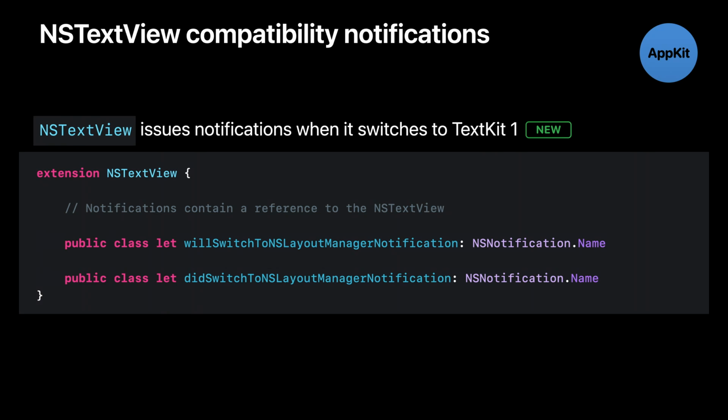The system will issue notifications before and after a text view switches to TextKit 1. You can observe these notifications to receive this information. The notification objects contain a reference to the exact text view that changed modes. For complete details on the TextKit 1 compatibility mode for AppKit, please refer to the documentation on the Apple Developer Portal.